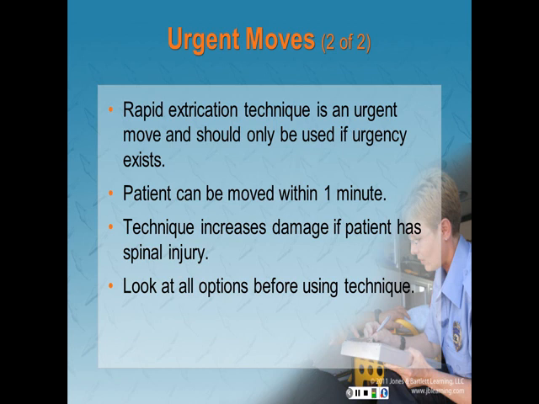Proper placement of immobilization devices usually requires 6 to 8 minutes. In using rapid extrication, a patient can be moved from sitting in a vehicle to supine on a backboard in a minute or less. The thing to remember is that because of its rapid nature, this technique increases the damage if the patient has a spinal injury, and there's no way to fully protect.